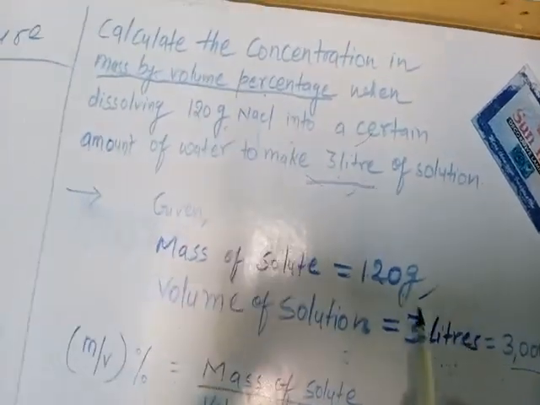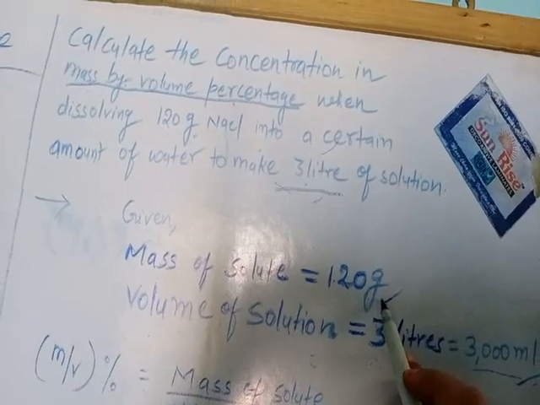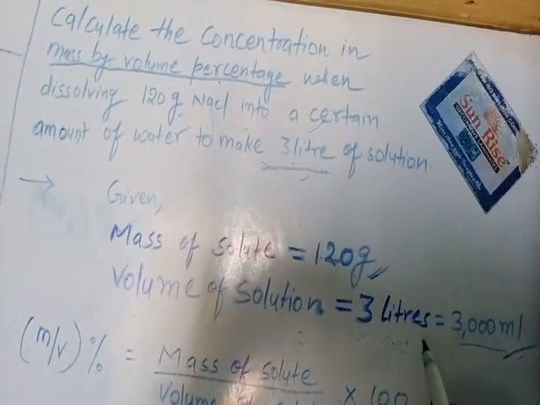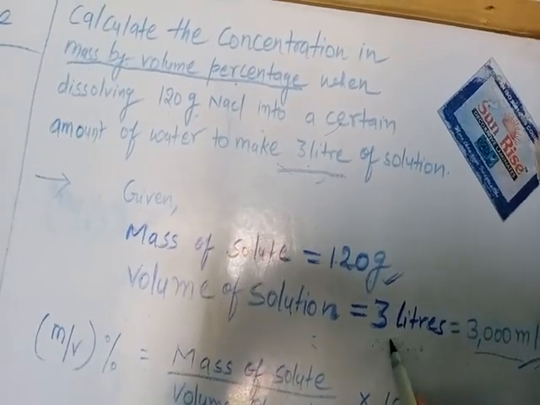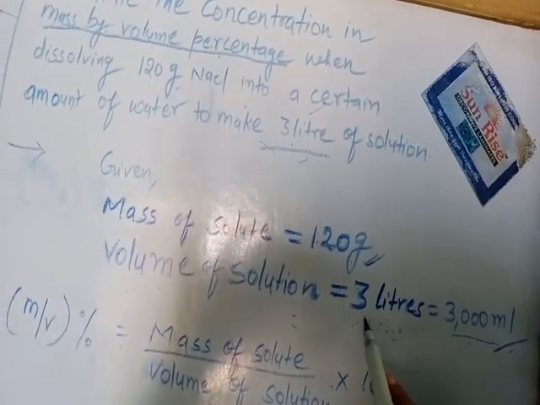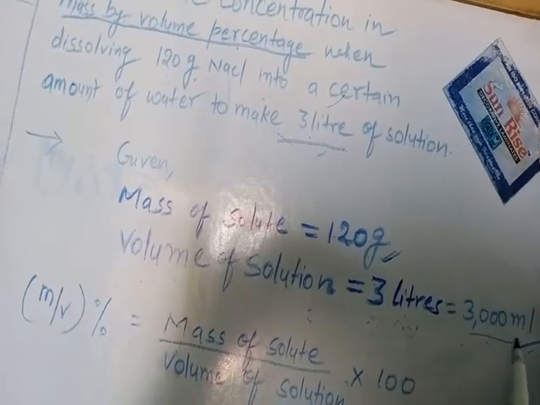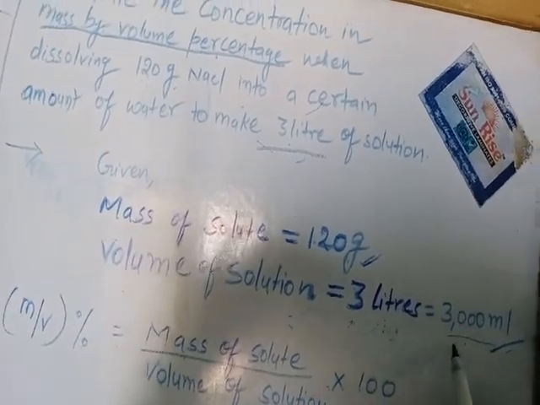But for calculating in terms of mass by volume percentage, you should have mass in grams and you should have volume of the solution in ml. So you have to convert liters into ml. So how will you convert? When you multiply with 1000, you will get the ml. So 3 into 1000, how much you will get?